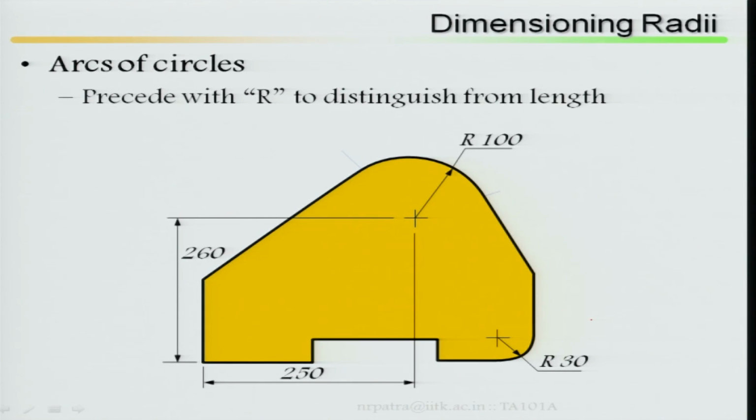If I come to this example, arc of a circle, precede with R to distinguish from the length. This is your length from here to here, it means 260. This is your length from here to here, it is 250 mm. But the moment I do it like this, then this is your R. That means for this arc, this is your radius. Again this is an arc, for this arc, this is your radius.